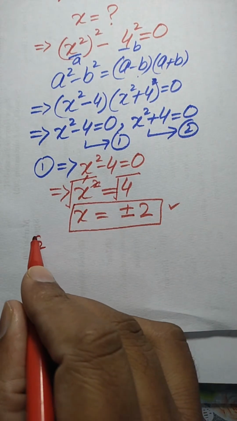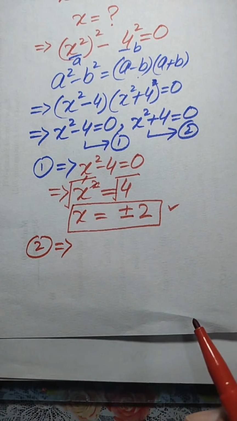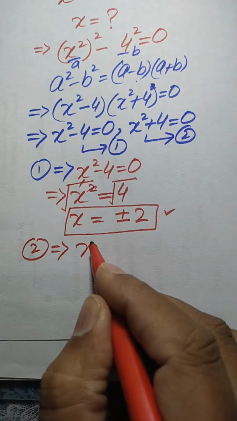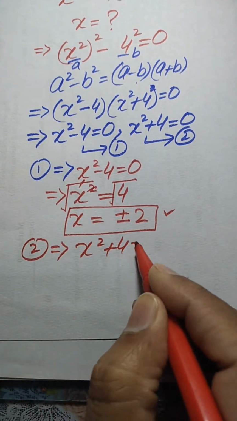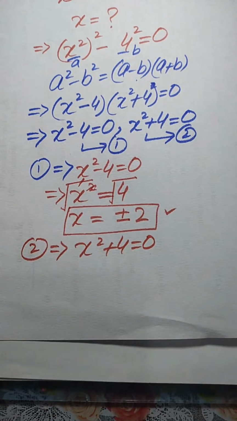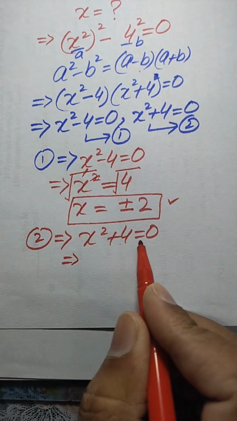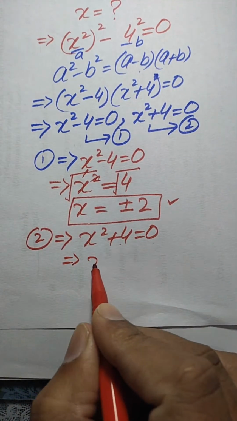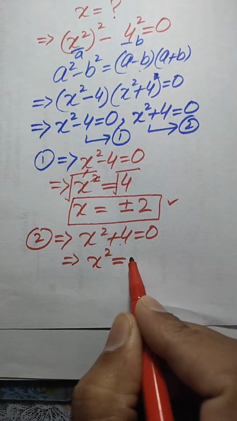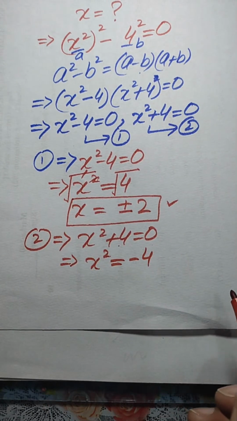So here our equation number 2 implies that x square plus 4 is equal to 0. This is our second equation. And in this equation, we need to move this plus 4 to the right hand side, and it becomes x square is equal to minus 4.